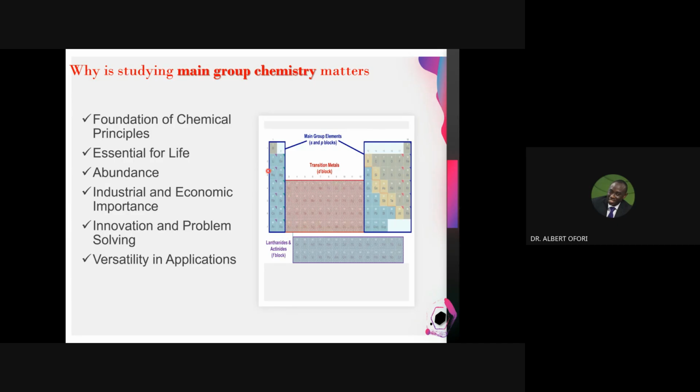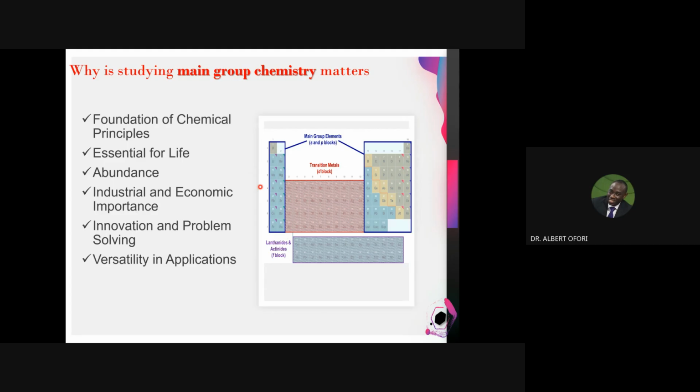We have studied them. We know the number of electrons that they possess, the ones that are in their valencies, the ones that are in their core, and how they behave. So we even know the trends in terms of the periodic trends. We know how they are going to be behaving, like the ionization energy, electronegativity, electron affinity, atomic sizes, metallic characters, non-metallic characters. We just know everything about these elements that we are representing here. So they form the foundations of chemical principles.